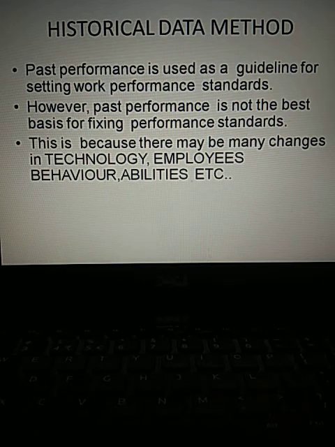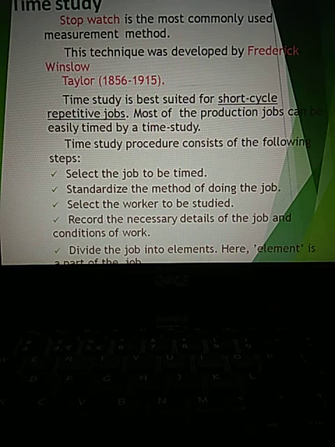So what are the points revealed here? Past performance is used as a guideline for setting work performance standards. Past performance means historical information. However, past performance is not the best basis for fixing the performance standards. Every day is changing, every minute will have various changes. That's why, based upon the situation, you need to decide which is the best procedure to fix the time. This is the historical data method.